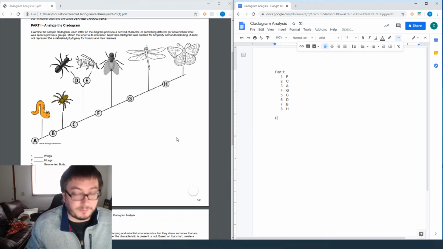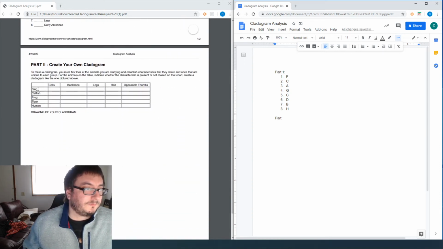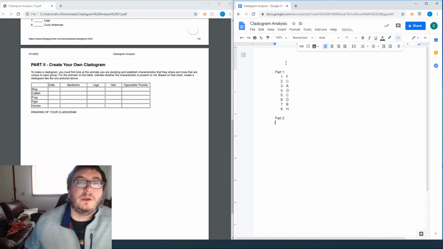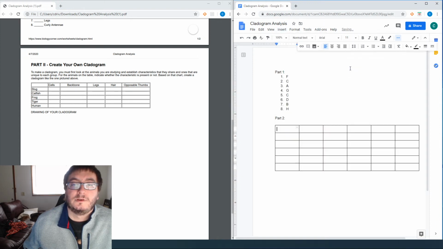The second part, or part 1, sorry. The second part is a little bit more complicated because we have to make a chart. So we see we got 1, 2, 3, 4, 5, 6 by 1, 2, 3, 4, 5, 6. So it's a 6 by 6 little chart here. We can go to insert table, and I want to do 6 by 6. Boom. First one doesn't have anything.